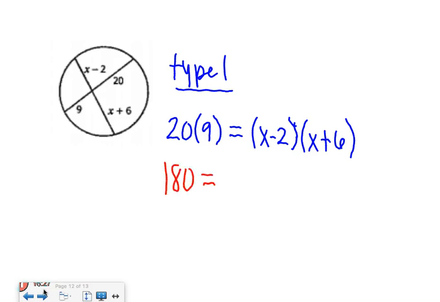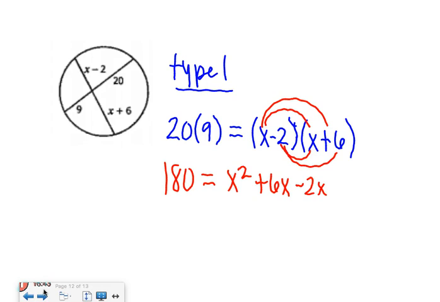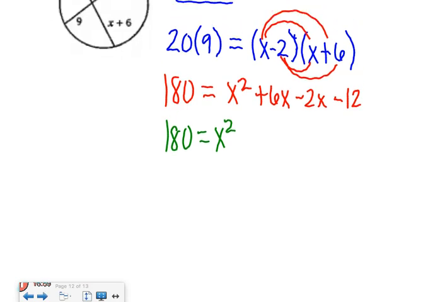Okay, now we have to FOIL or double distribute here. So we're going to take an x times an x and get x squared. x times 6. Now go through with your 2. Negative 2 times x. And then negative 2 times 6. Okay. So far, so good. Let's add some like terms here. 180 gets to stay. What's 6x minus 2x?